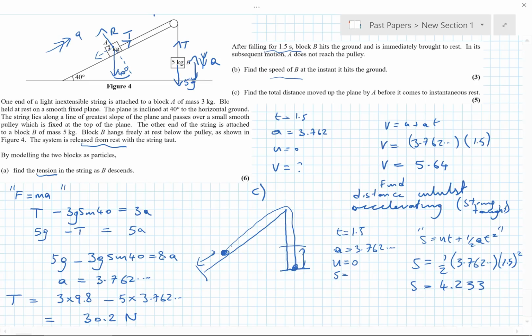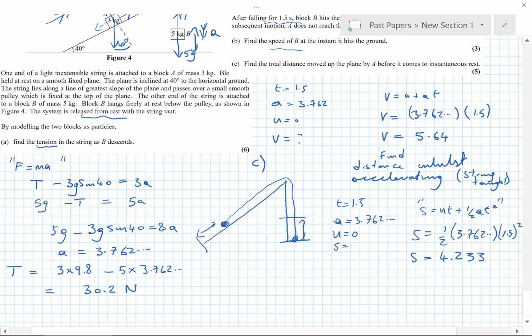The actual answer is 4.233099976 that I've got stored in the calculator, but I'm not writing it down. It makes it look a lot nicer if you just store things in the calculator and use more, not exact, but the calculator's 8 significant figures rather than just using rounded answers. Okay, so that's the distance it's moved whilst accelerating.